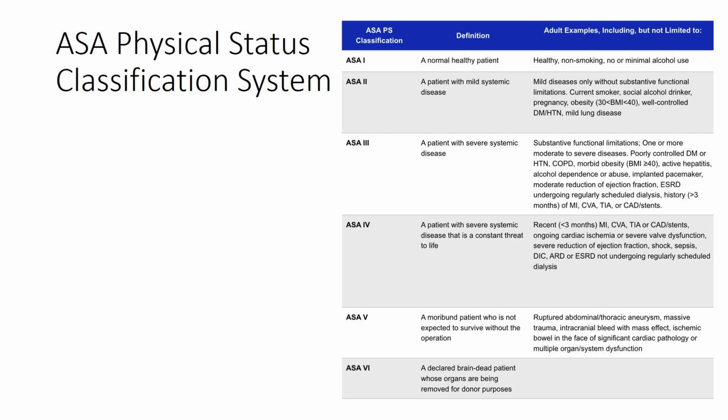An ASA5 patient is somebody who will die if they do not immediately go for surgery. And usually folks will say within 24 hours they're expected to die. So these are massive traumas that come in, ruptured aneurysms, bleeds, things of that nature. ASA6, don't forget about that. That's a patient who has been declared brain dead and who is donating their organs.